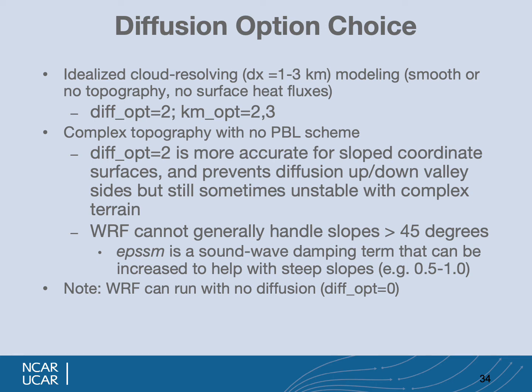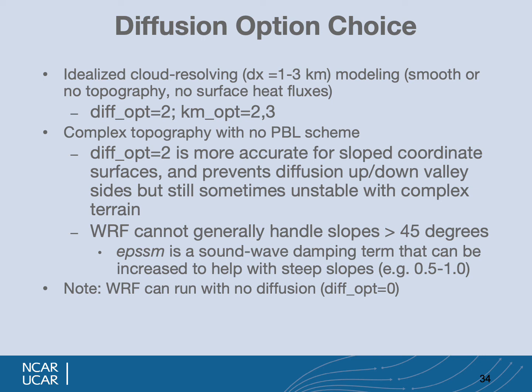For idealized cloud resolving cases of 1 to 3 kilometer grid sizes, we recommend also diff_opt equals 2, km_opt equals 2 or 3, which are the more sophisticated subgrid turbulence schemes. They work for these grid sizes as well, not just LES. With complex topography, diff_opt equals 2, as I mentioned, is more accurate for slope coordinate surfaces and prevents diffusion up and down valley sides. It still can get unstable with complex terrain.